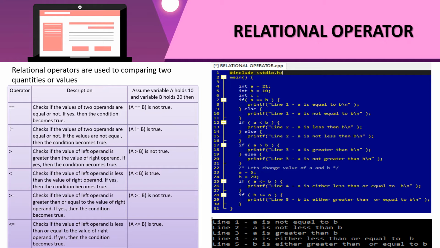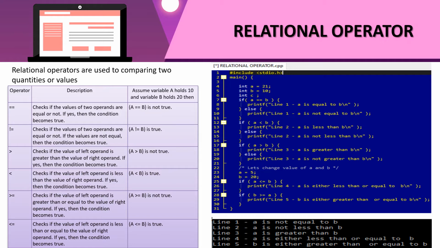Now say in this program, int A equal to 21 and B equal to 10. We have assigned those values. So in this condition, that is if A equal to B, what should it print? Is it equal or is it not equal? Those are not equal. So our output will come here: A is not equal to B.